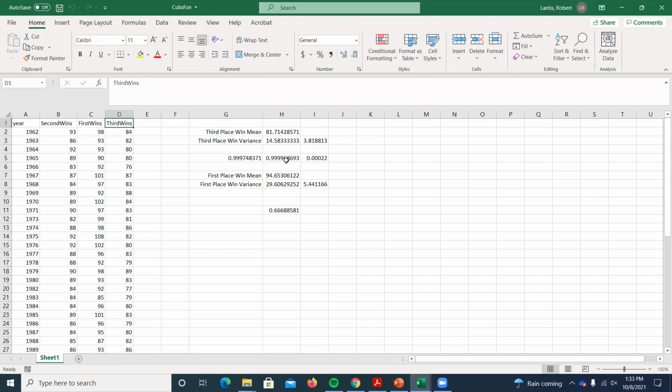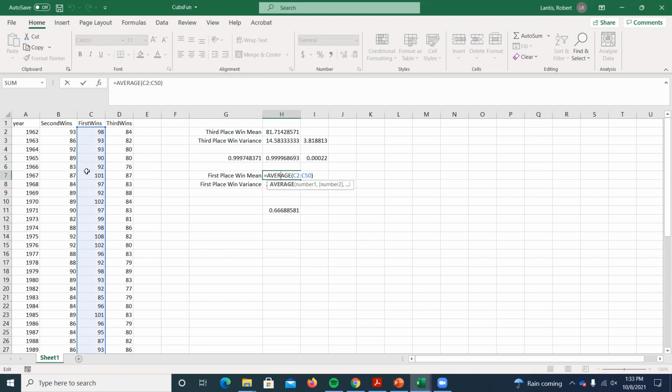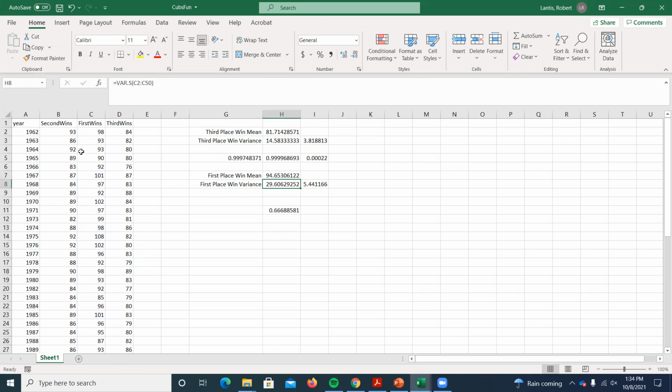So that's what I did here. For the number of wins that gets you first place, I just took the average of that. I call it first wins, but it was the number of wins that got you first place. So I found the average, I found the variance, and then took the square root to give me the standard deviation. And then it's just a normally distributed variable.